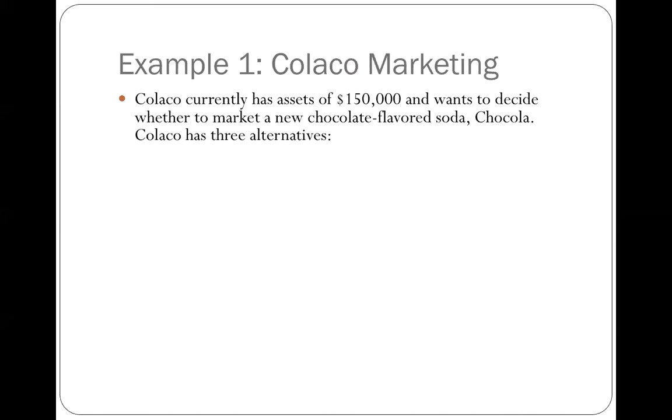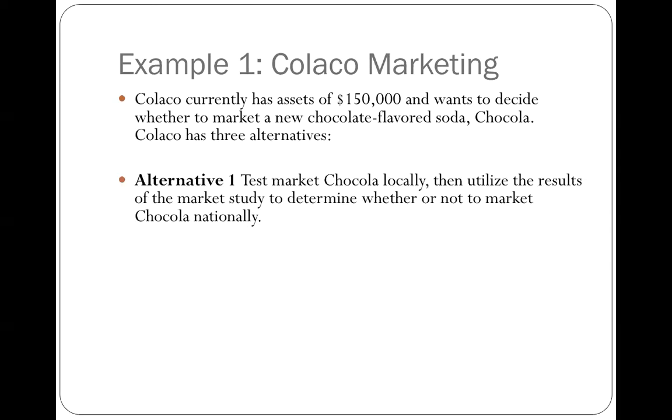So let's look at one example and see how decision trees can be used. Consider the marketing process of a soda company. This company has a current asset value of $150K, and they are thinking about marketing a new flavored soda. They have three possible alternatives in front of them. They can either first do a local marketing of this new product and get a sense of how the market accepts or doesn't accept this item, and then decide if they want to market the product nationally or not.